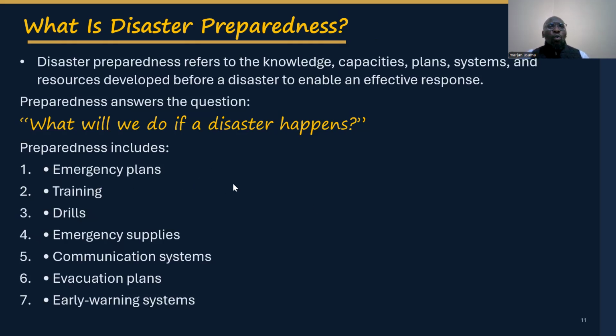plans. What are the emergency plans? Which route are we going to use if there is an emergency? The movement of people. Training. At-tadrib, we need to train people, so that when a disaster happens, at least we have a good number of people who can help. Drills.